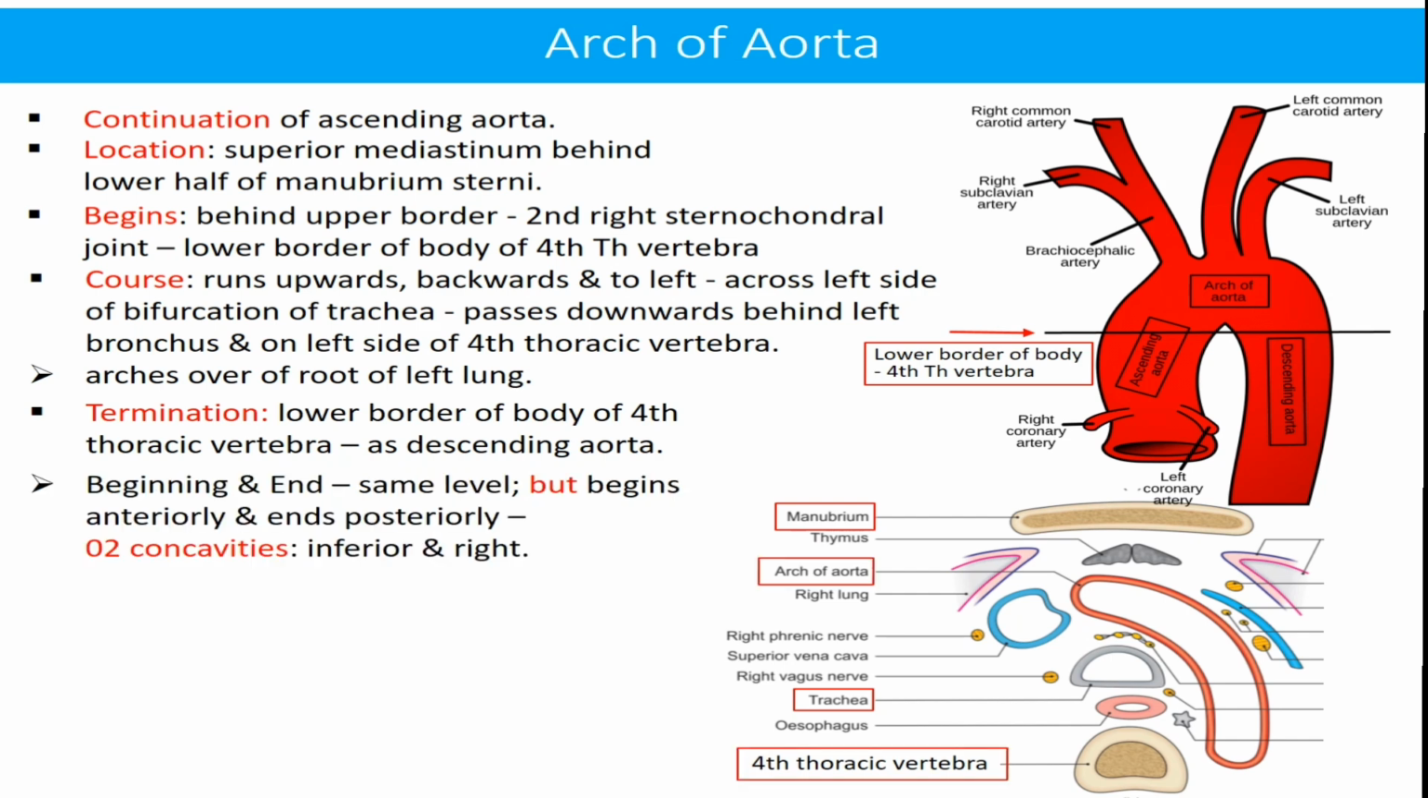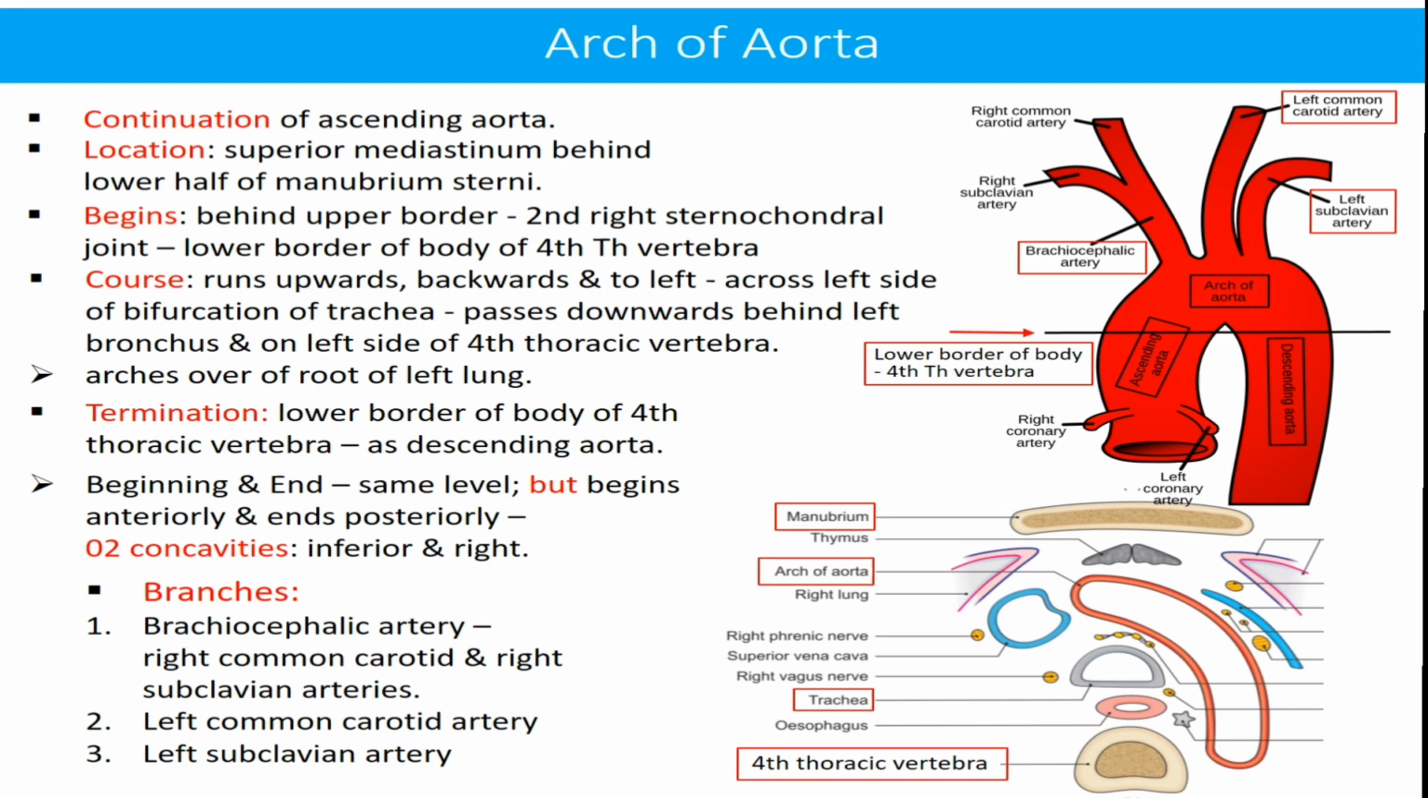Point to be noted is, and we can appreciate by analyzing the upper and lower diagrams on the right side of the slide, that beginning and end of the arch of aorta is at the same level, but it begins anteriorly and ends posteriorly. And by its passage, it has got two concavities, one inferior and the other one on the right side. This can be confirmed in the diagrams.